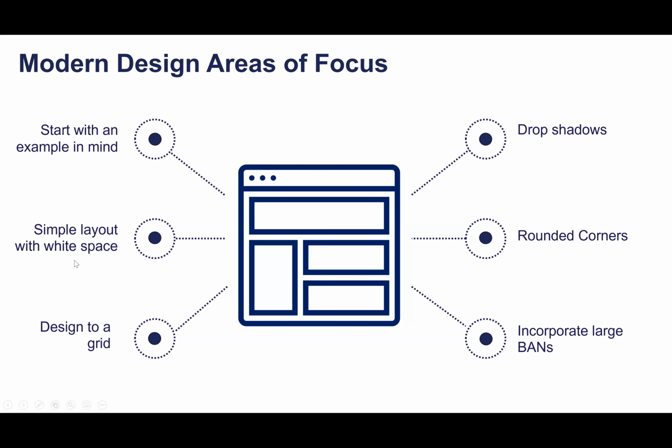Second, you want to make sure you're incorporating a lot of white space in your dashboard. Even if it's a black dashboard, you can call that dark space, but you just want to give the elements in your dashboard a lot of room to breathe. Next, you want to be sure that you're designing to a grid. You want to incorporate drop shadows, which are the shadings that you see around each of the boxes. You want to incorporate rounded corners as well, and then try to incorporate large bands, so the numbers that you have at the top of the dashboard.